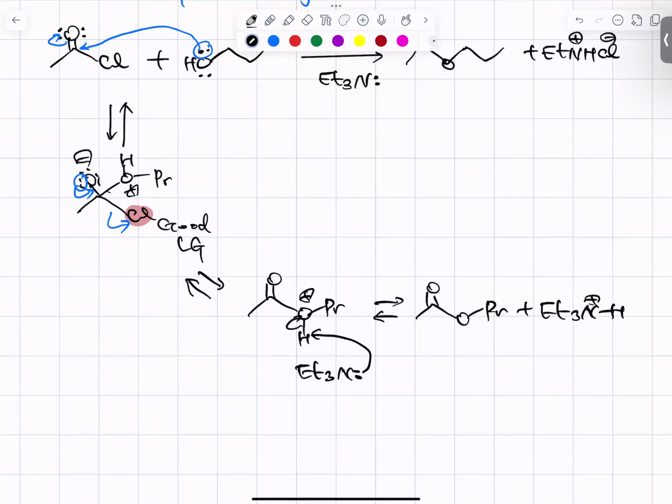So chloride has left here, and this chloride will form the salt together with it. This salt will be formed. Then the final step will be irreversible, because the ammonium ion is not a nucleophile at all. Chloride is also trapped, forming the salt, and the ester will remain. This one is stable.